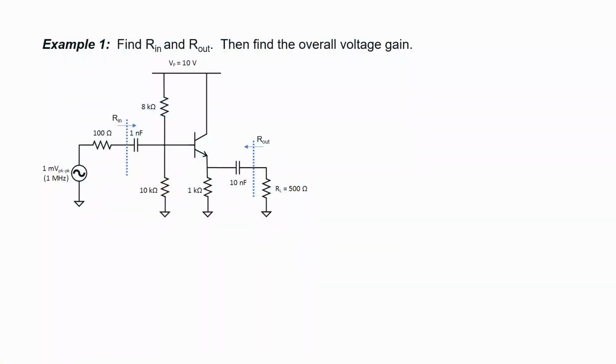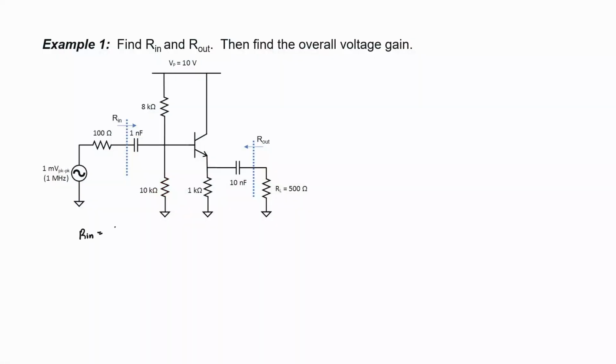Let's now do some examples and find the real values for the gains of some circuits. Let's find the input impedance, the output impedance, and the overall voltage gain. First of all, I know for the overall voltage gain that if it's a properly designed amplifier, the gain should be a number very nearly equal to 1. Let's see if that's the case.